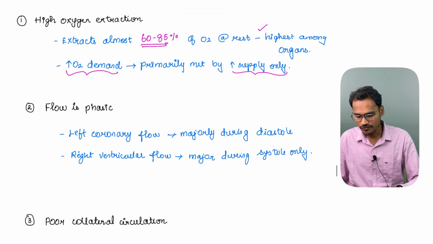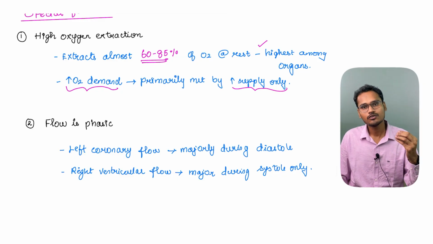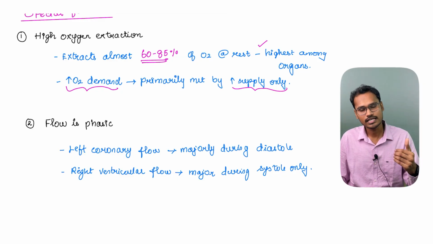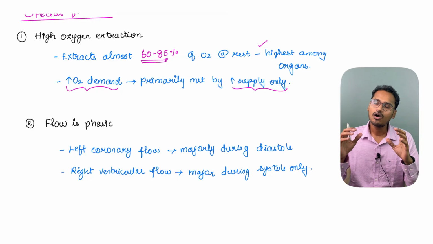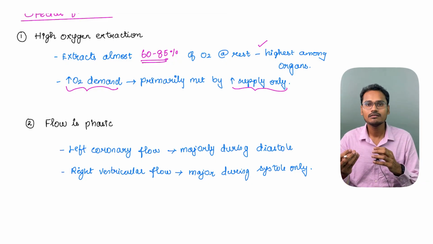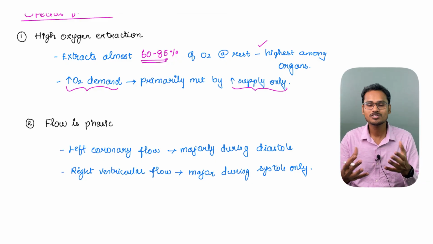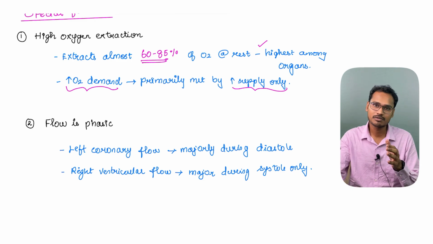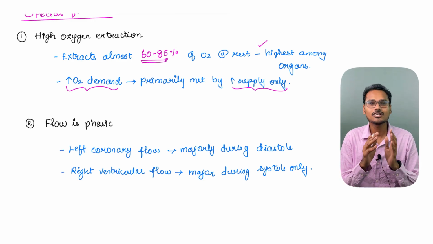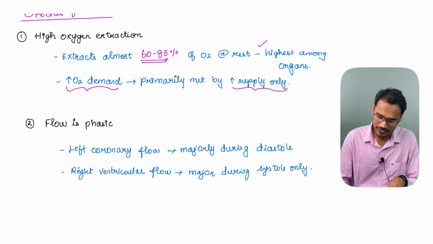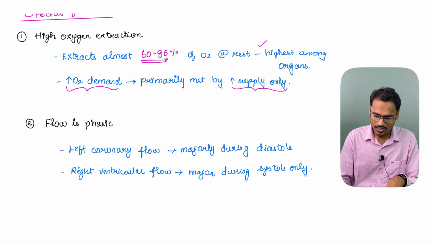Then, the flow is phasic. For example, in other organs the flow is greater during systole. All other organs in the body will get the majority of the blood supply during systole, because during systole blood pressure is higher and the organs will be perfused better. Whereas in the case of the heart, it is going to be different. So that is why it is called phasic flow.